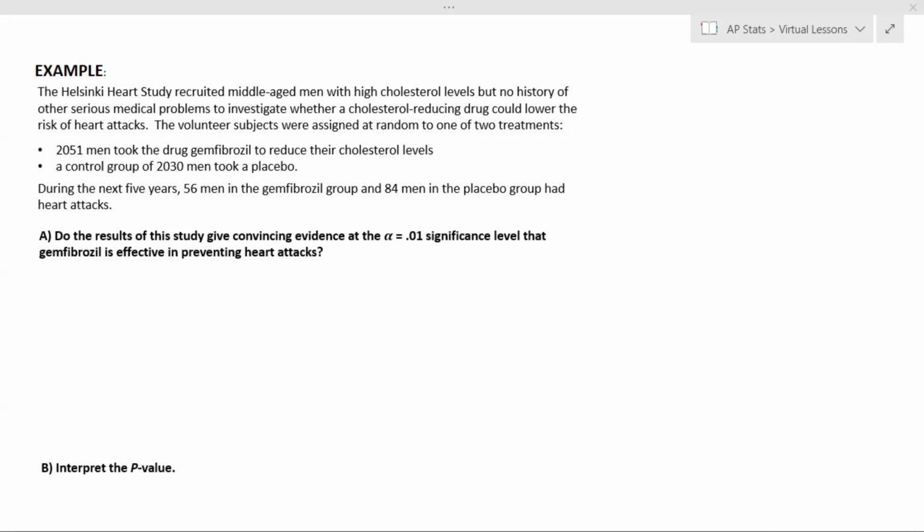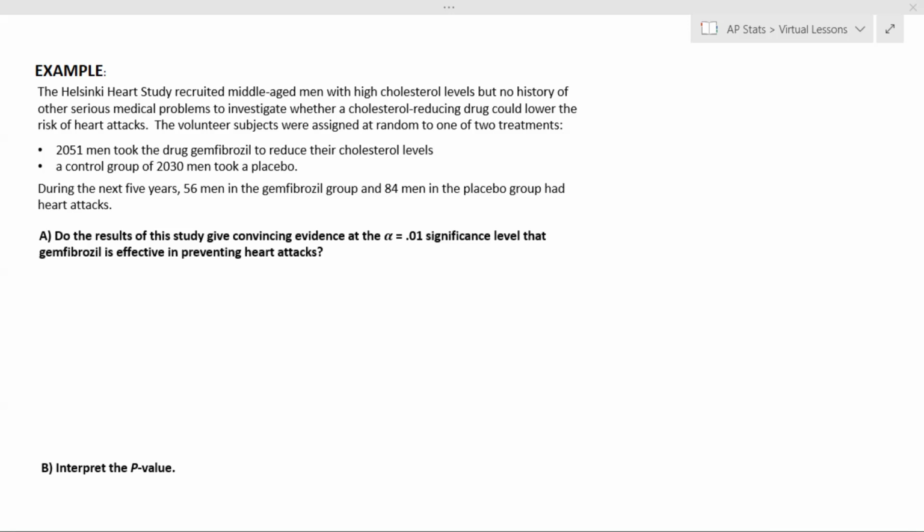During the next 5 years, 56 men in the GEM group and 84 men in the placebo group had heart attacks. So we want to know, did the results of this study give convincing evidence at the 0.01 significance level that GEM is effective in preventing heart attacks?